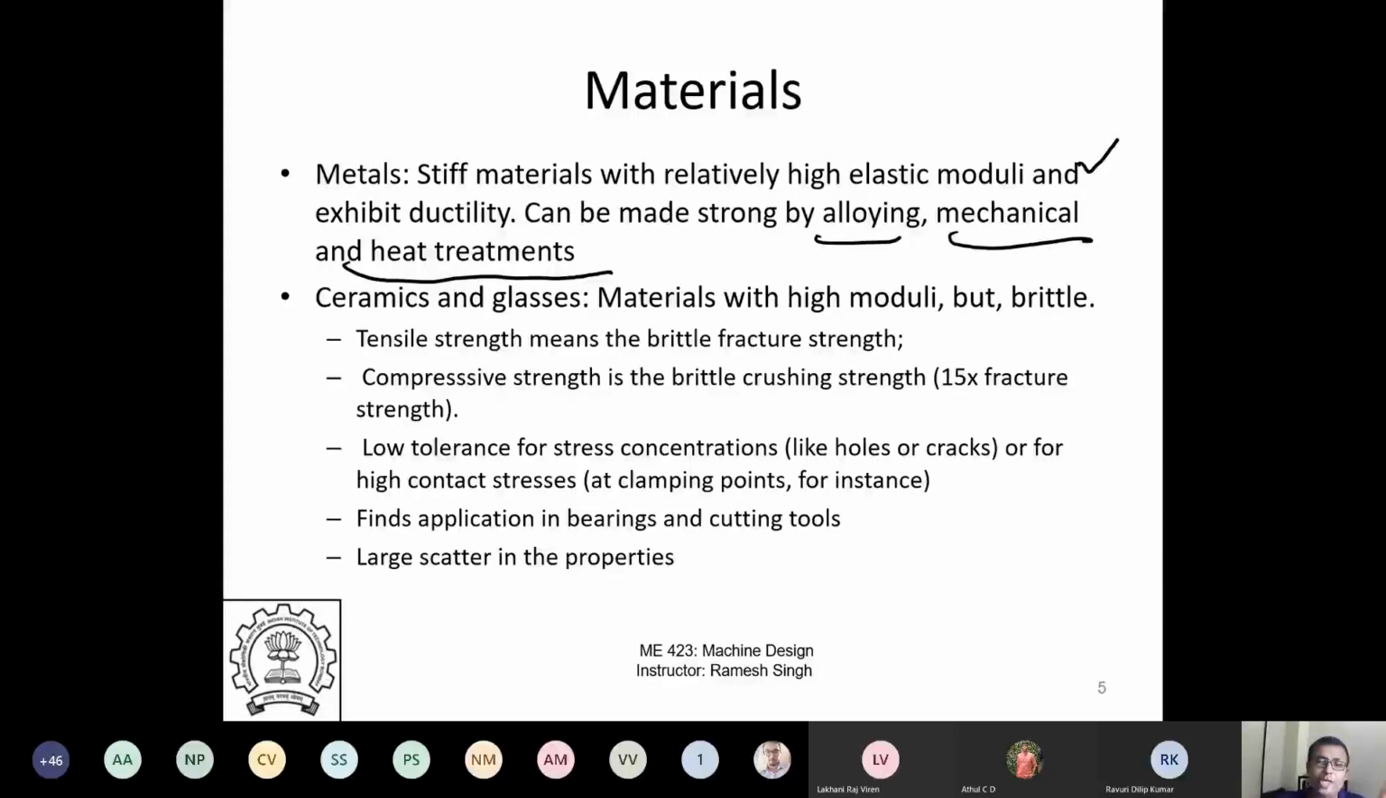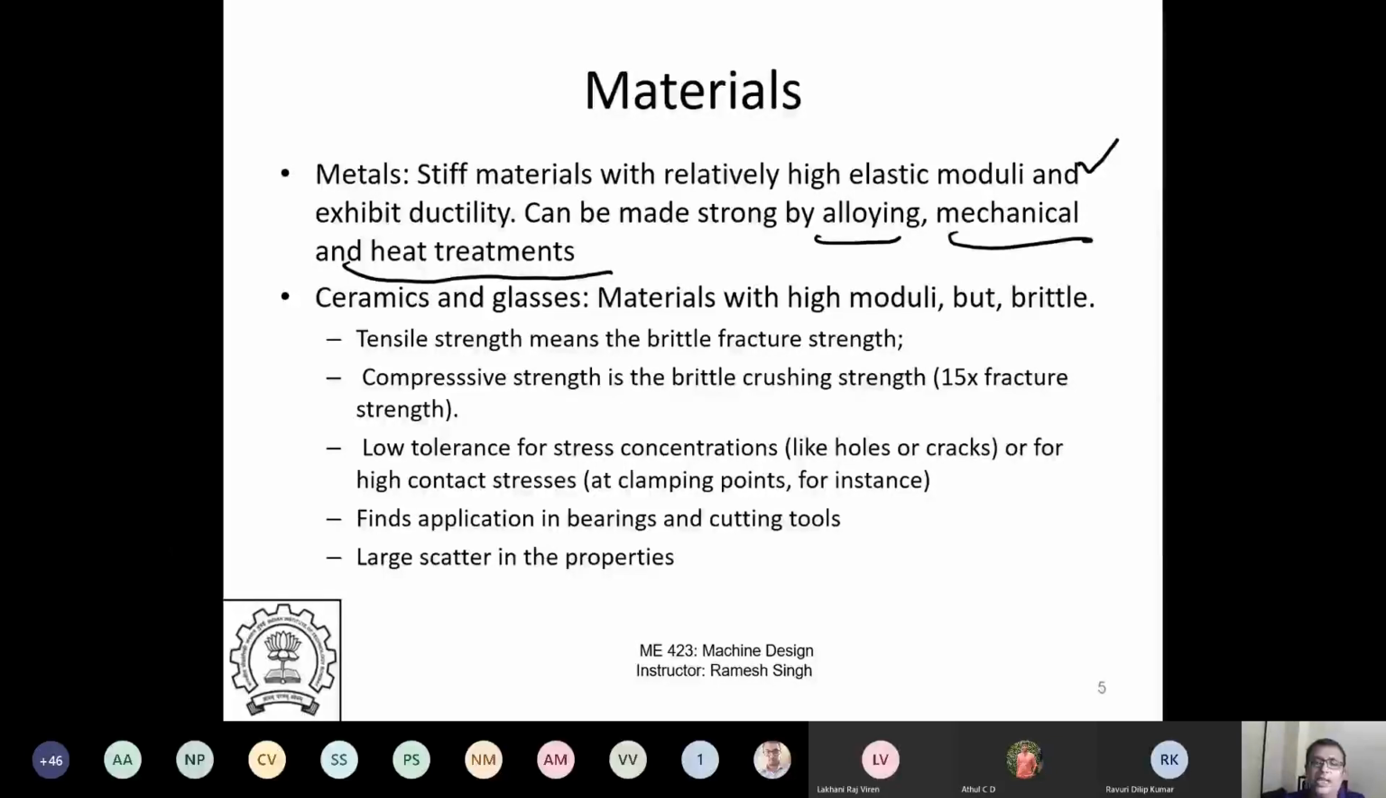If you heat steel beyond a certain point, austenite forms, and if you cool it very fast, martensite forms. There are different mechanisms for hardening of aluminum and copper also. So in a nutshell, you can either do heat treatment or mechanical treatment to make it strong. And these metals have reasonably high elastic moduli, which means they're stiff. If you apply load, the deflection is minimal because of their inherent stiffness, and they can be made strong and they exhibit ductility.